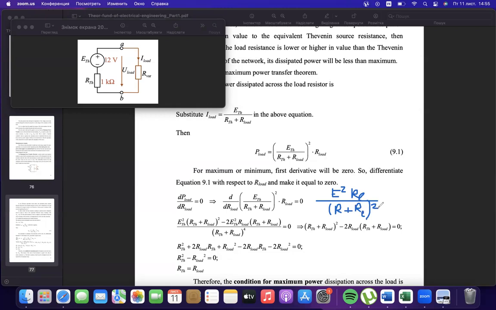And we will use the formula for the derivative of the ratio. It will be E square, and the bottom part, then it will be the derivative. Sorry, I will take another color.